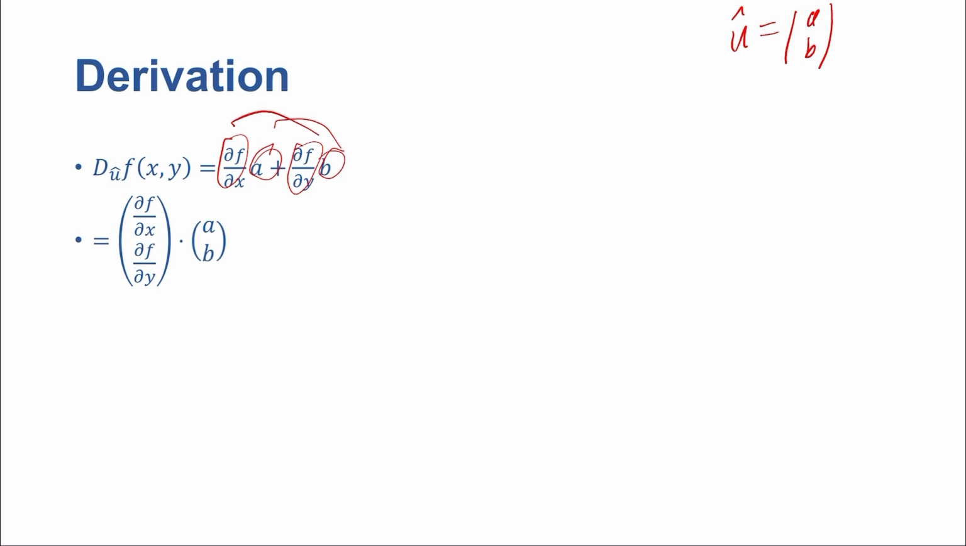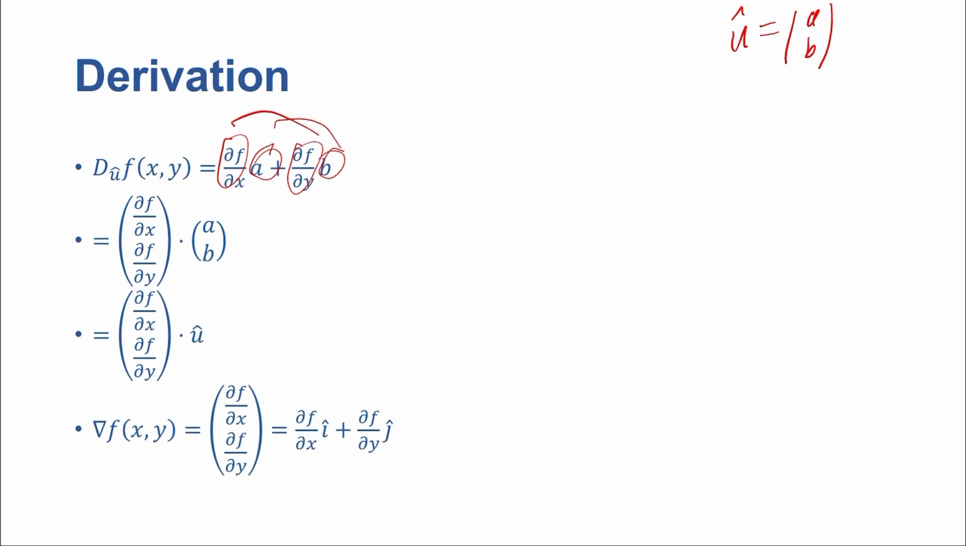If we write it as a dot product, we get partial f partial x, partial f partial y, dotted with a, b. And we can rewrite this as partial f partial x, partial f partial y, dotted with u hat. So we define this vector with all of these partial derivatives as the gradient of f of x and y.